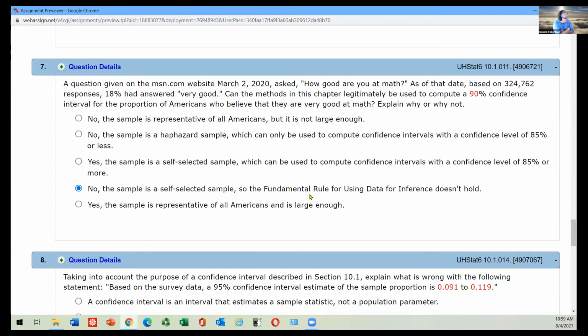Why is it not a good sample? Because people can answer whatever they want. That's true. But does any of our four rules, the fundamental rule, apply? This sample is a self-selected sample, right? I don't like that question though. I don't blame you, but that's what it is.